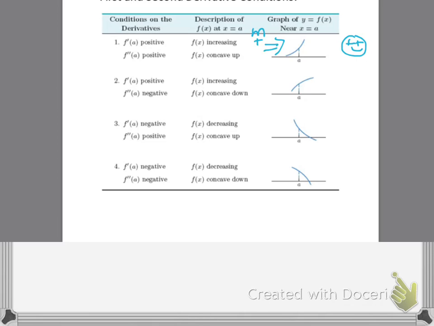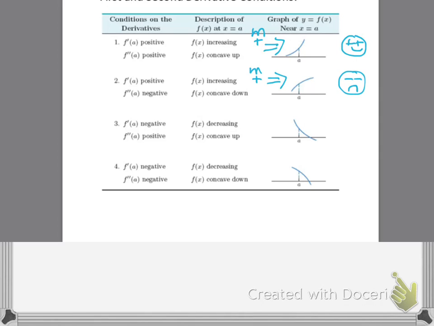What if the first derivative is positive? So my slope is positive, my function's increasing, but my second derivative is negative. My second derivative is negative, so I've got to be concave down, and that's what that looks like. Let's flip that. Let's reverse it.